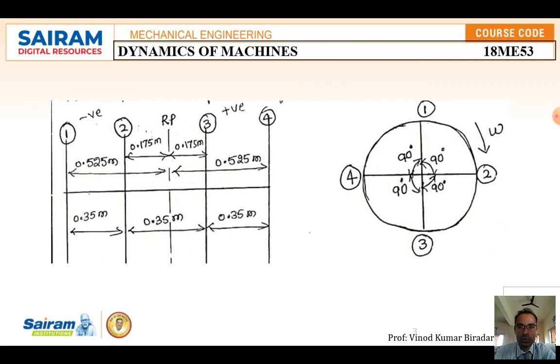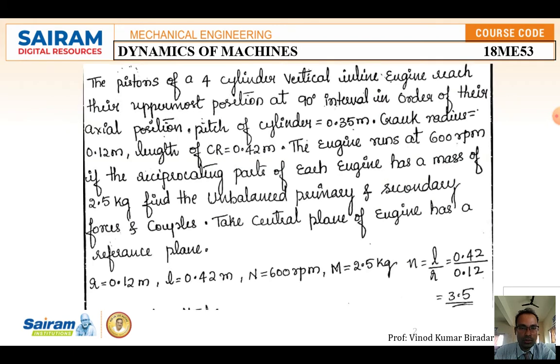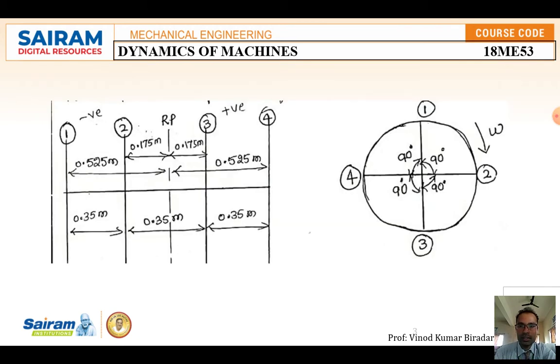Along with that, they also said to take the central plane of the engine as the reference plane. The central plane is in between planes 2 and 3, at the exact middle, so put a dotted line there for the central plane. The 2 to 3 length is 0.35, and if you divide by 2 you get 0.175 meter. You have to denote that in the position of the planes.